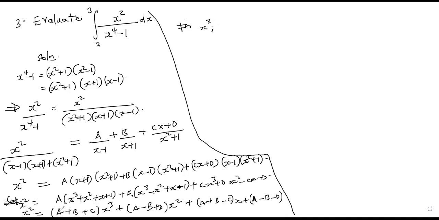When you equate for x cubed, this side you have 0. So it is 0 is equal to a plus b plus c, equation 1. When you equate for x squared, this side you have 1 only. So you have 1 is equal to a minus b plus d.